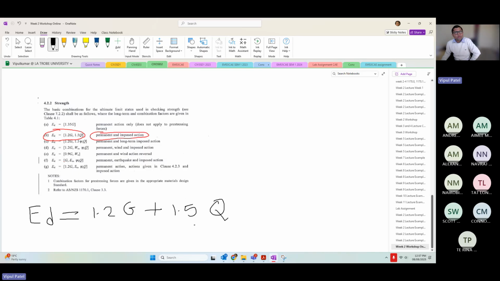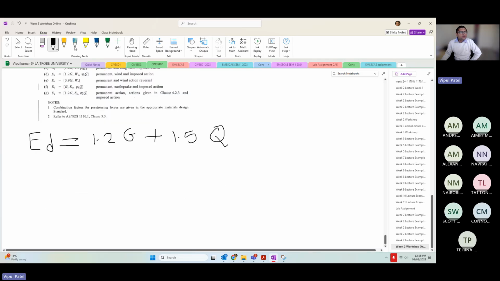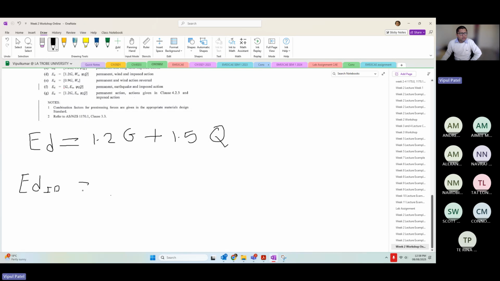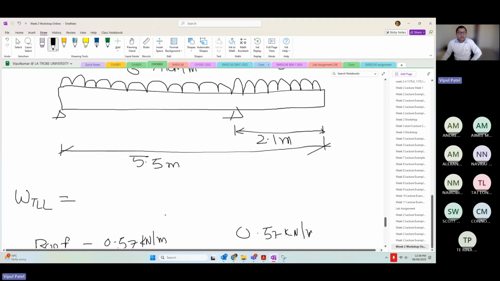The Australian standard says that whatever calculations you have done, you have done it correctly, there is no issue, we trust you on your engineering judgment. But whatever you have calculated, let's boost it up by 50% for this one. So how do you work these out? So Ed, let's say Ed for indoor.